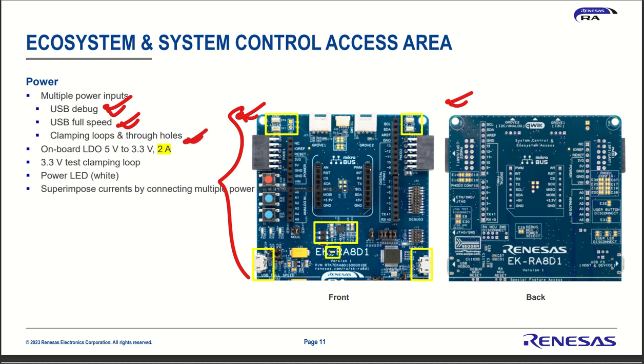Got it? Then another thing is you have onboard LDOs, 5 volt to 3.3 volt, 2 ampere rating. So basically what you can do is feed a 5 volt input to this particular board, and once you feed your 5 volt input, there is an LDO already, 5 volt to 3.3 volt, that will convert it. So the onboard LDO is there. Then a 3.3 volt test clamp loop is there. The power LED, a white LED, will show you that it is powered up. Got it? Next is superimposing current by connecting multiple power sources. Got it?